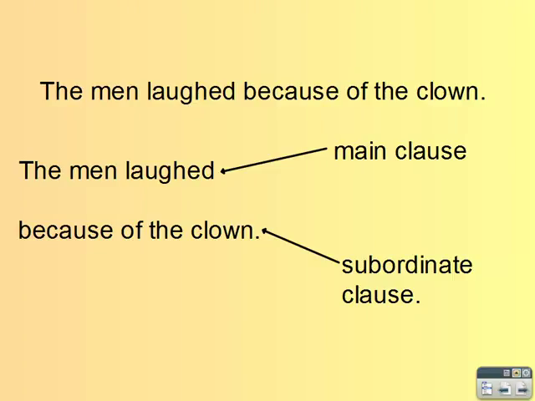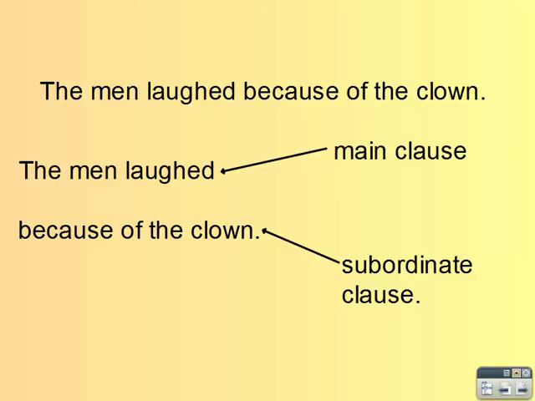The man laughed because of the clown becomes what we call a complex sentence. And it's a complex sentence because it is more than a simple sentence. The simple sentence, which contained the main clause, the man laughed, can stand by itself. And when we add because of the clown, that clause is then called a subordinate clause because it can only make sense when it is part of and working with the main clause. So in other words, we can say that the main clause can stand by itself and give a complete idea, a complete meaning, whereas the subordinate clause needs the main clause in order for it to make sense.